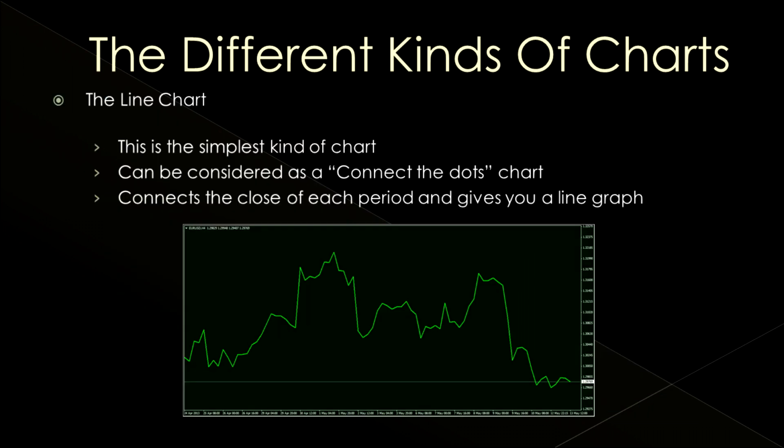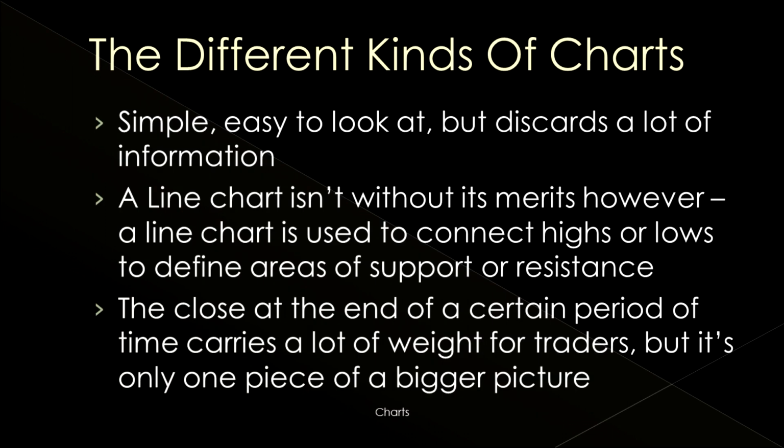Now, the line chart is the simplest kind of chart. It can be considered a connect-the-dots type chart. It connects the close of each period and gives you a line graph. They're simple, easy to look at, but they discard a lot of information.